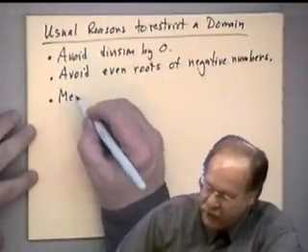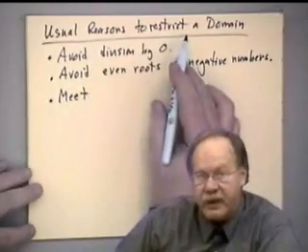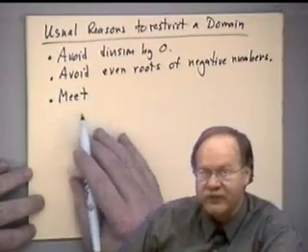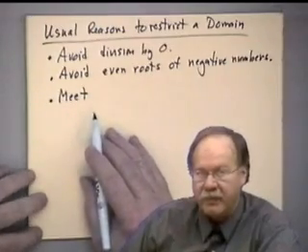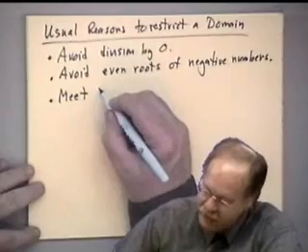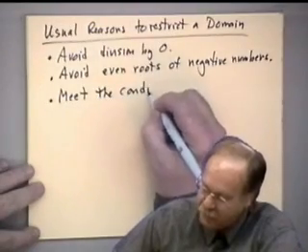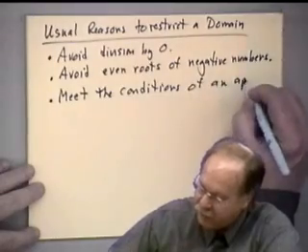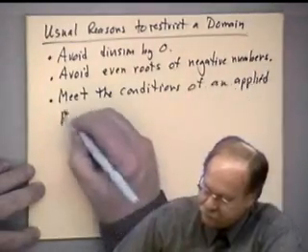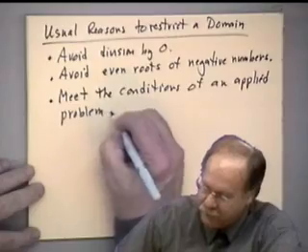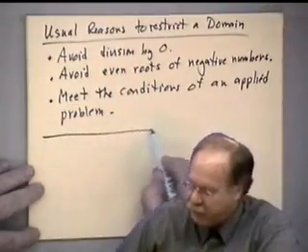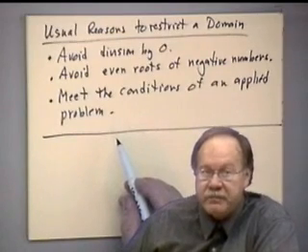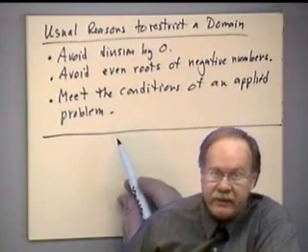Finally, here is another reason to restrict a domain. We might be working in an applied problem in which there are restrictions, physical restrictions, that the problem imposes. So we might need to meet the conditions of an applied problem. For example, in an applied problem you might be working with a length or an area. Those numbers have to be 0 or positive. They can never be negative.